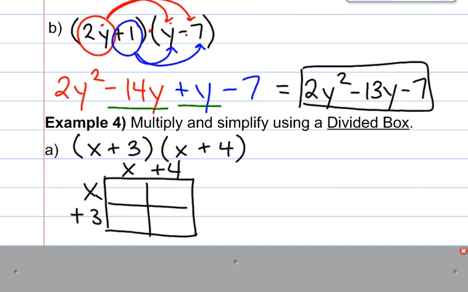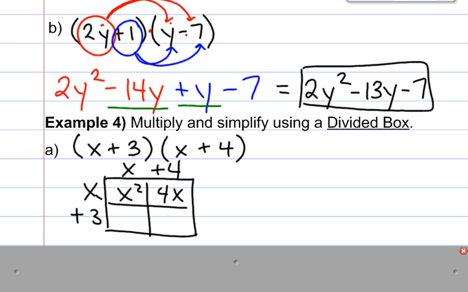So now what you've created is kind of like a multiplication chart like you did when you were first learning your multiplication tables, and you go across. So in this box, that would be the x times the x. So you would fill in x times x in that box would be x squared. Then in this box, you would look up the 4 times x. So 4 times x is 4x.